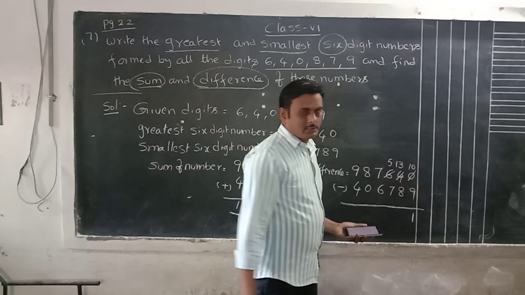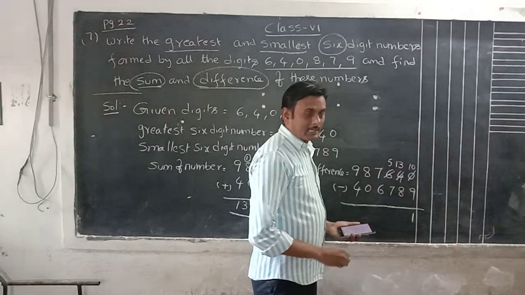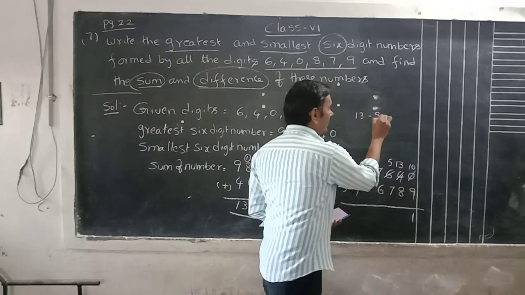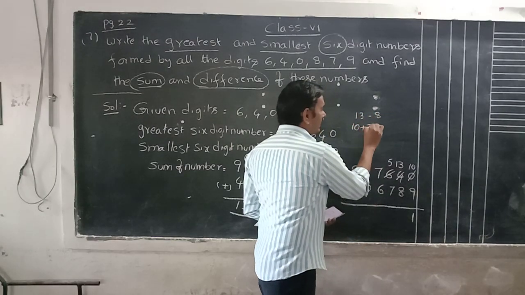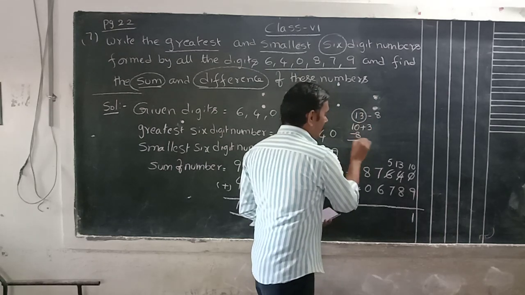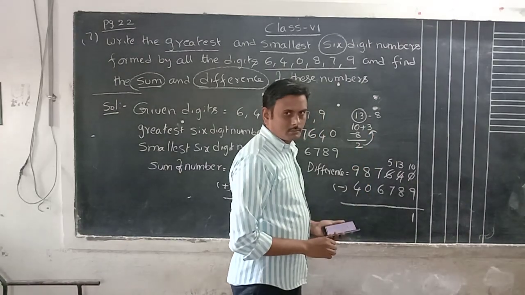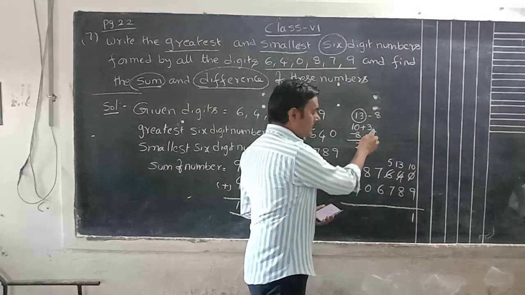13 minus 8, how much? 10 minus 8 is 2. 2 added to 3. Already I told you, 13 minus 8, how can we do it? 13 we can write as 10 plus 3. From this we have to subtract 8. We will get 2. Add this number to the 3. What will we get? 2 plus 3 is 5.